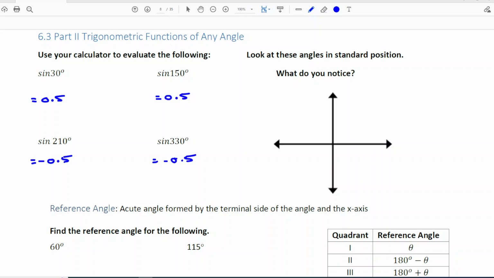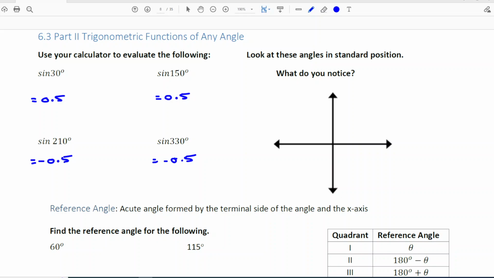So when you plug these all in, I hope you looked at them and went, well, wait a minute. They're all 0.5. So it didn't matter whether you plugged in sine of 30, sine of 150, sine of 210, or sine of 330. They all came out to 0.5. The only difference being two of them were positive 0.5 and two of them were negative 0.5.